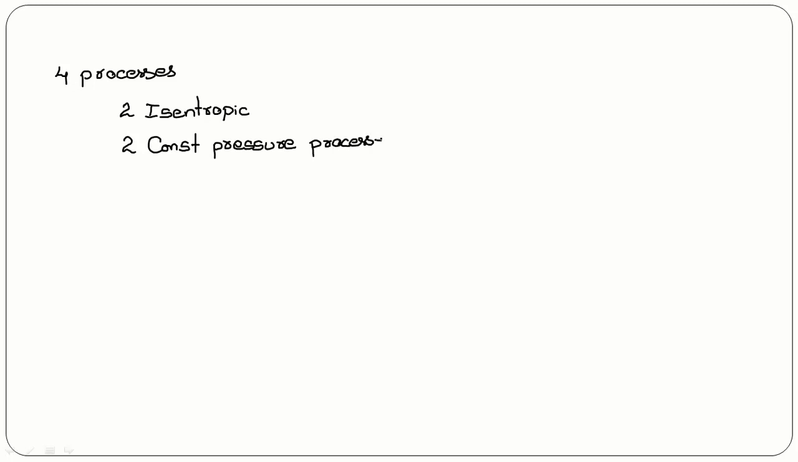consists of 4 processes, out of which 2 are isentropic process and 2 are constant pressure process, or you can also call them as isobaric process.